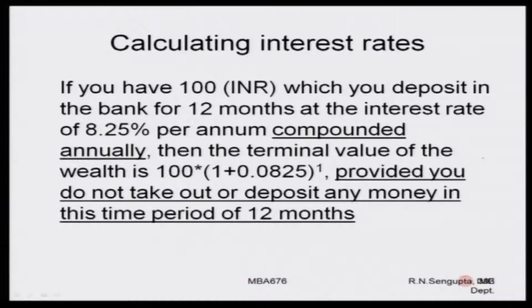So, if you have 100 rupees which you deposit in the bank for a 12-month period at an interest rate of 8.25 per annum compounded annually, then the terminal value would be given by 100, which is A, into (1 plus R), which is 0.0825 in percentage terms converted into ratio, to the power 1, provided you do not take out or deposit any money during the 12 months. So, once you put in, you stay put, and then when the time expires, you take out that money.